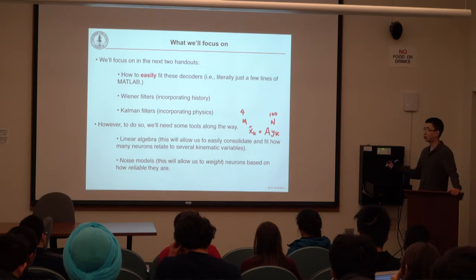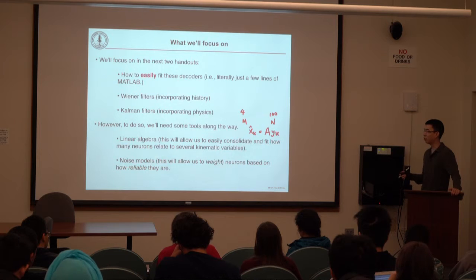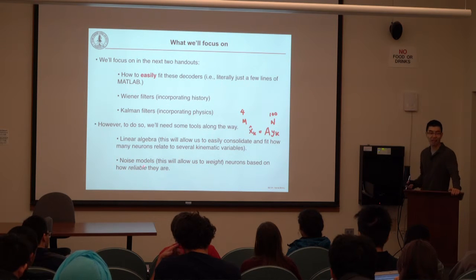And then the other thing that we're going to have to learn about are noise models. And we won't delve very deeply into this. This will be mostly in Kalman filter land. But these noise models are going to allow us to weight neurons based on how reliable they are.